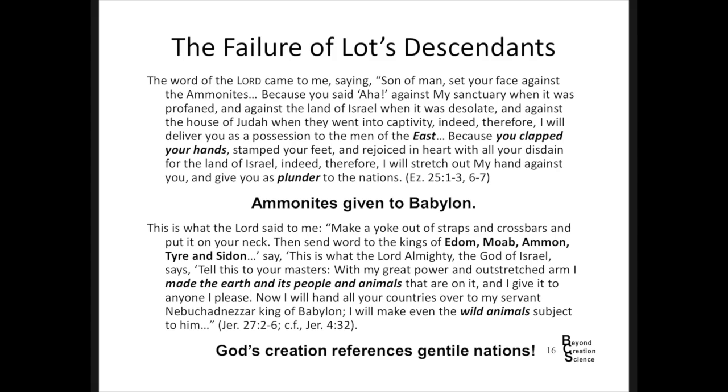Indeed, therefore, I will stretch out my hand against you and give you as plunder to the nations. See, the Gentiles have their own captivity in the Old Testament. We see this even better in Jeremiah.